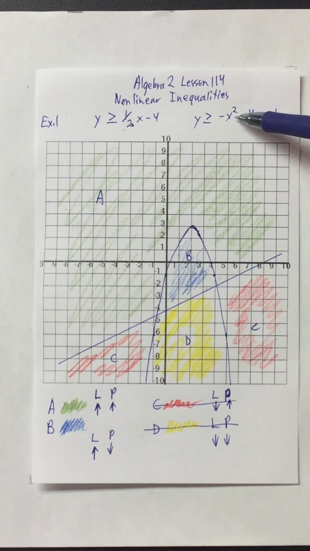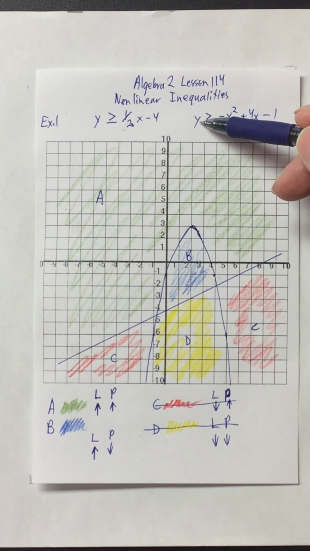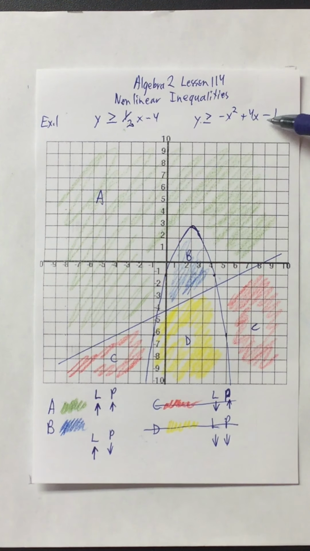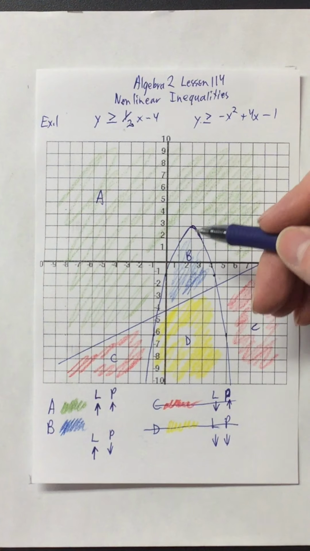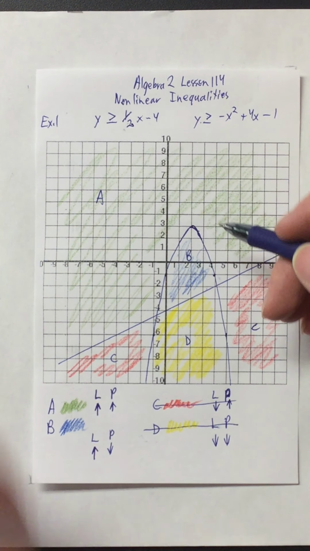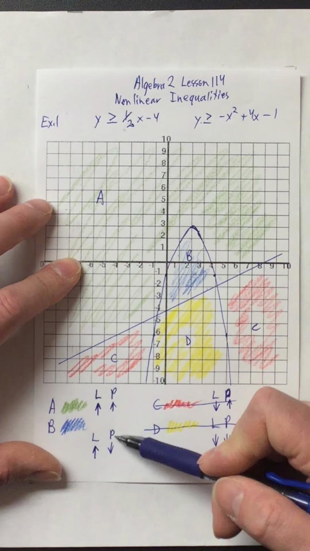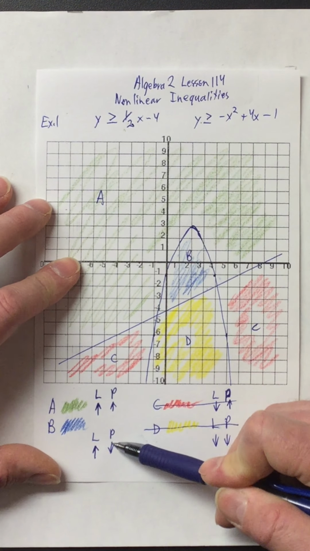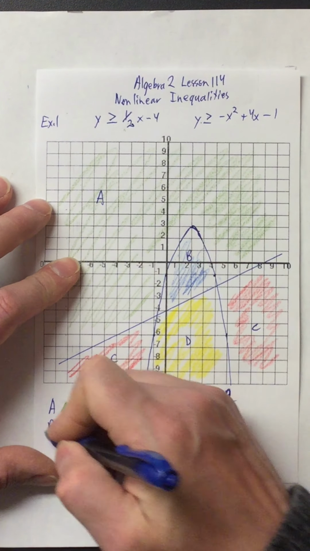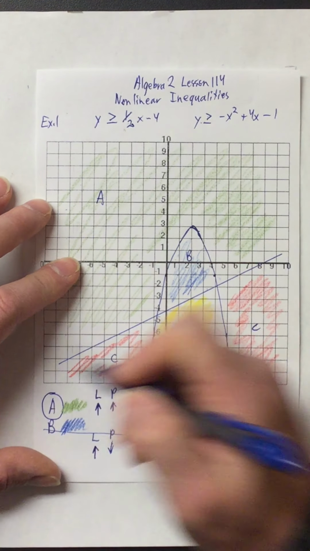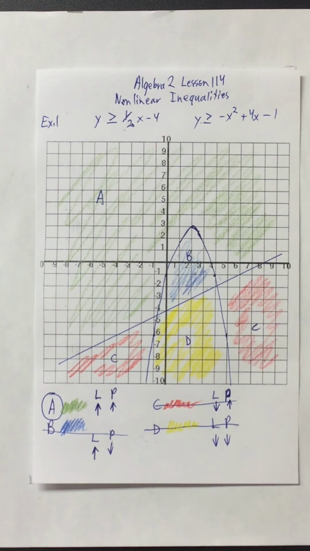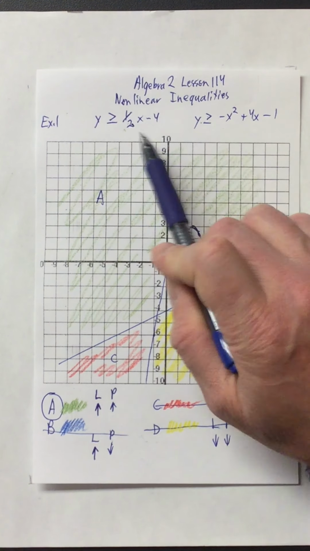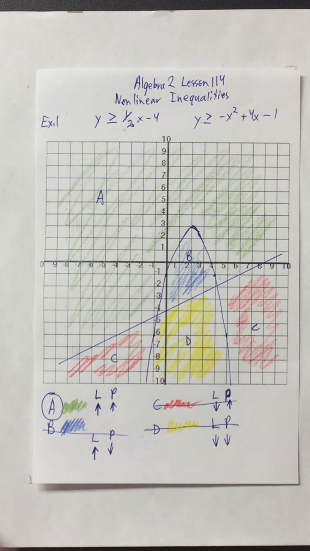Then we look over here, and once again we look at where the y is at. The y is greater than this, which means above, and so that would exclude which one is below. B is below the parabola, A is above, so it excludes B, and A is our answer. Section A is the part that satisfies both of these inequalities.